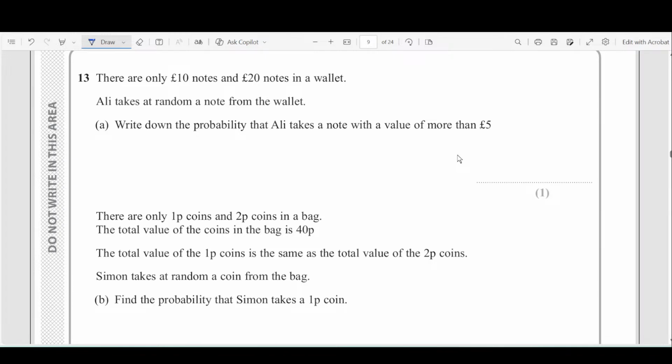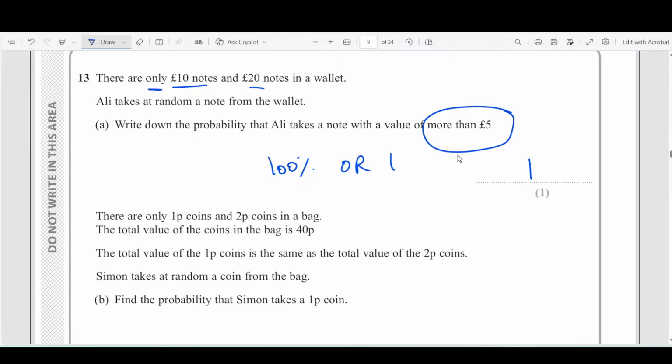Because if you see, the notes available in the wallet are only 10 and 20. So both of these are more than 5, isn't it? Therefore, any note that Ali takes at random from the wallet will have a value of more than 5, right? That means the probability is 100% or 1, right? So 1 is your answer.